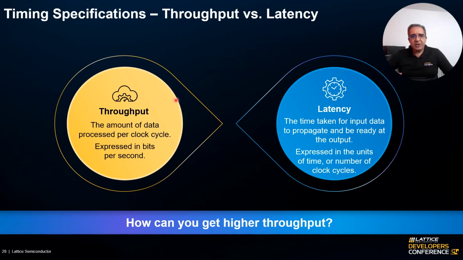Throughput is defined as the amount of data processed per clock cycle, usually expressed in bits per second. Whereas latency is the time it takes for the input data to propagate and be ready at the output, usually expressed in units of time or a number of clock cycles to get the output ready.